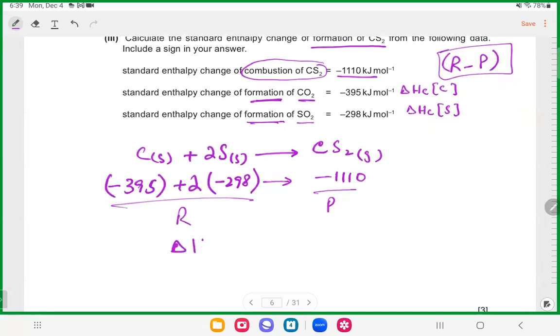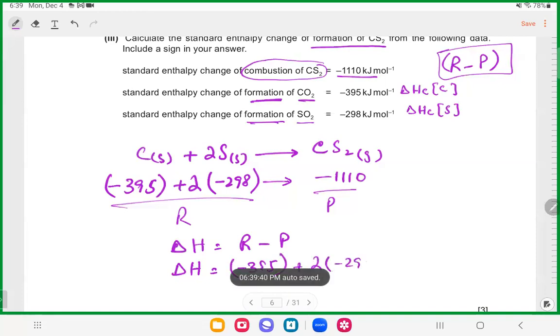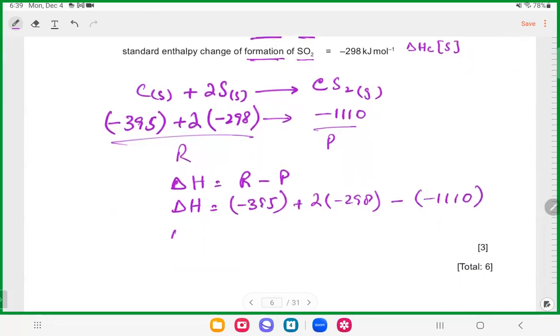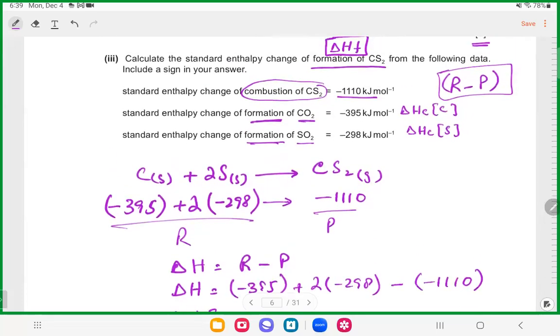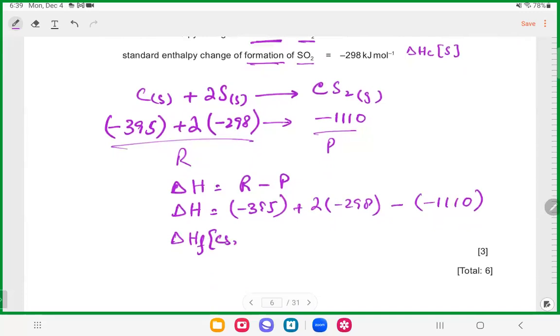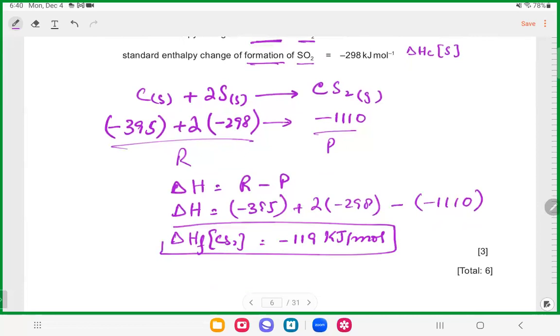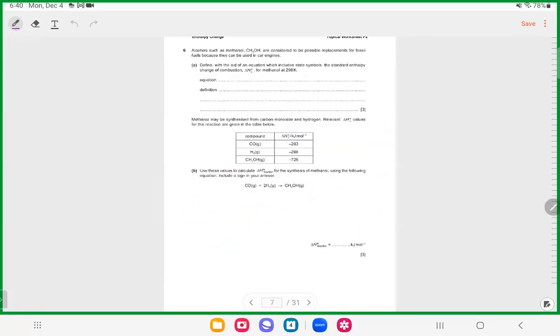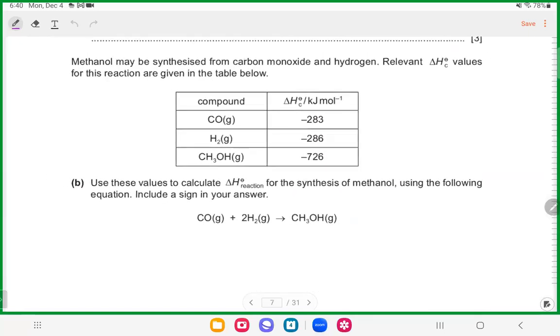Just do delta H equals reactant minus product, and delta H is going to be reactant, which is -395 plus 2 times of -298 minus product -1110. Make sure that you just, good. So enthalpy change of formation of CS2 is equal to -119 kilojoules per mole. ठीक है, हो जाएंगे इस तरह के क्वेश्चन। We are done with this one, reactant minus product.